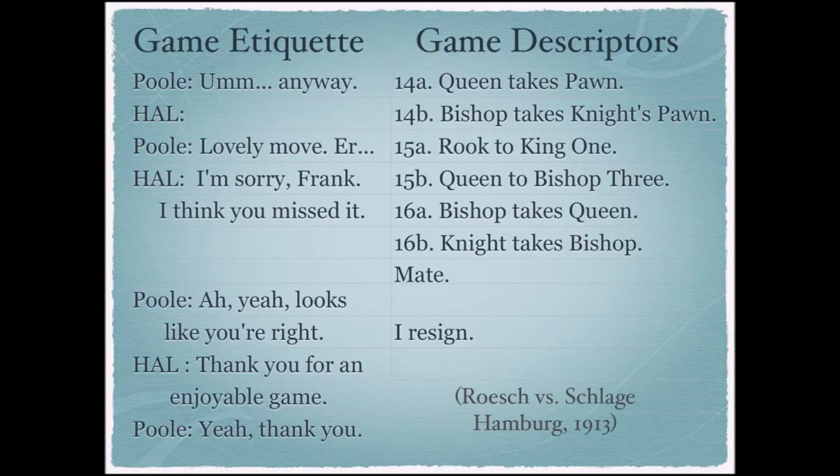The game descriptors are of the type that people used to use when they played chess games over the telephone and they could not see their opponent's chessboard. The game etiquette, as you can see here, makes it a more human-like interaction. And this implicitly leads to an answer to the question, how does artificial intelligence relate to foreign language learning? Should students imitate Hal in trying to learn a foreign language?